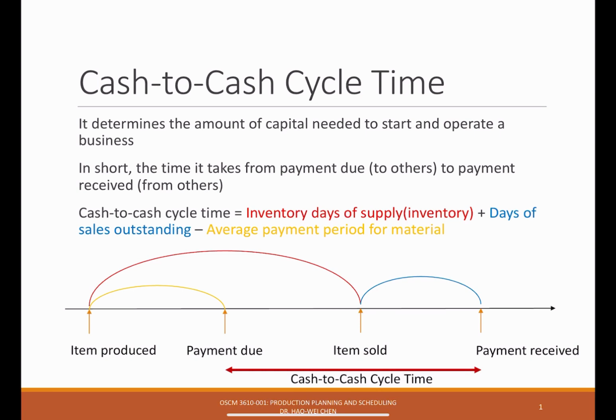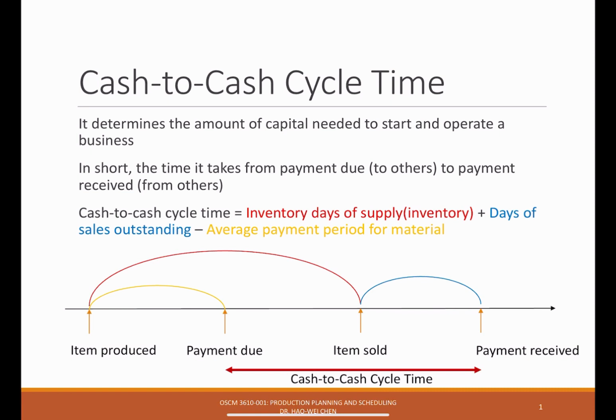In this video, we will introduce cash-to-cash cycle time. Cash-to-cash cycle time is an important measure in ERP. It helps determine the amount of capital that will be needed to operate a business. In English, cash-to-cash cycle time measures the time it takes from the payment due until the time the payments are received.